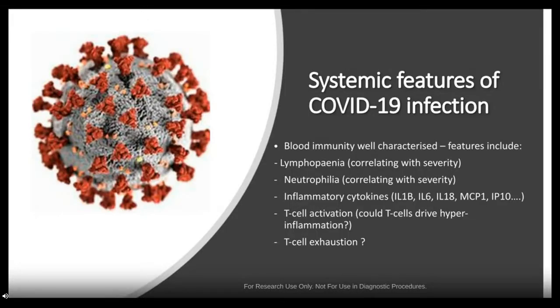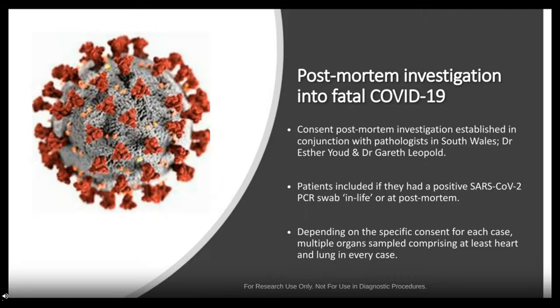So we know a lot from analysis of blood samples from COVID-19 patients about what happens in the periphery. So patients often have lymphopenia, neutrophilia. We see increases in a range of various inflammatory cytokines. We see evidence of T-cell activation, and potentially those T-cells could drive the hyperinflammatory state in the lungs that cause so many problems. And of course, there's evidence of T-cell exhaustion. But we know much less about what happens actually in the tissues of those patients.